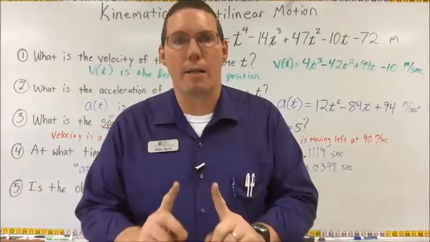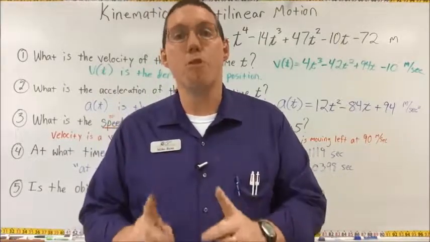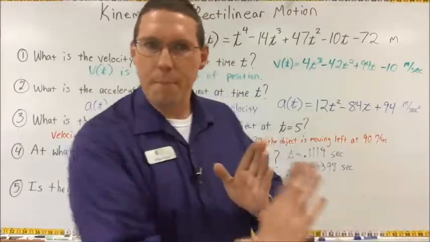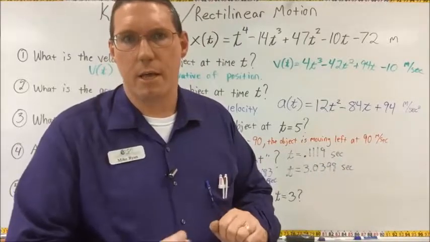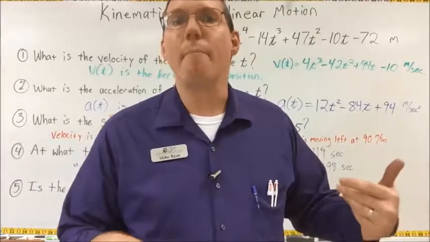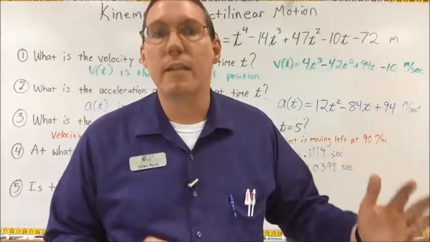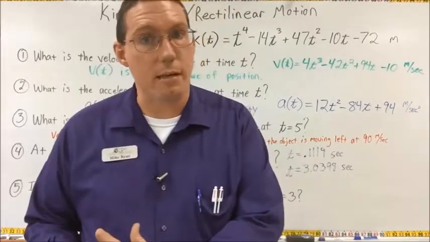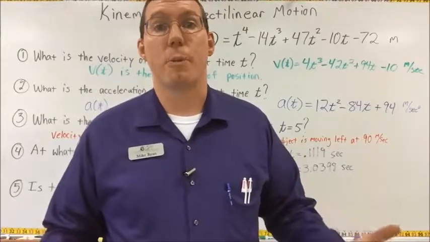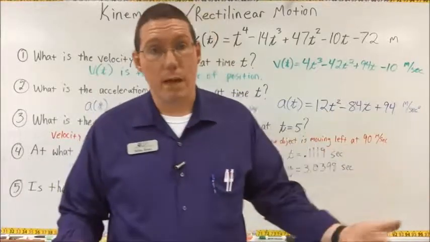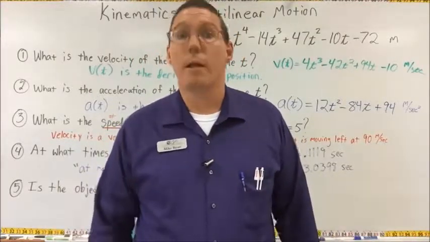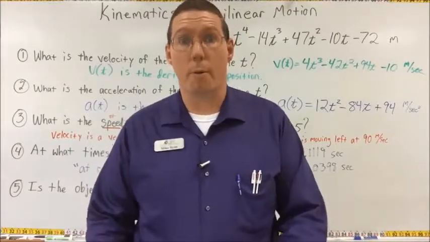If velocity is positive, meaning the object is moving in a positive direction, but if acceleration is negative, it's pushing back on velocity. So if velocity is 10 and acceleration is negative, that means that velocity is going to go from 10 to 9 to 8 to 7 to 6. Velocity, the magnitude, is getting smaller, and therefore the object is slowing down. So whenever velocity is positive but acceleration is negative, then the object will be slowing down. Velocity will be getting closer to 0.